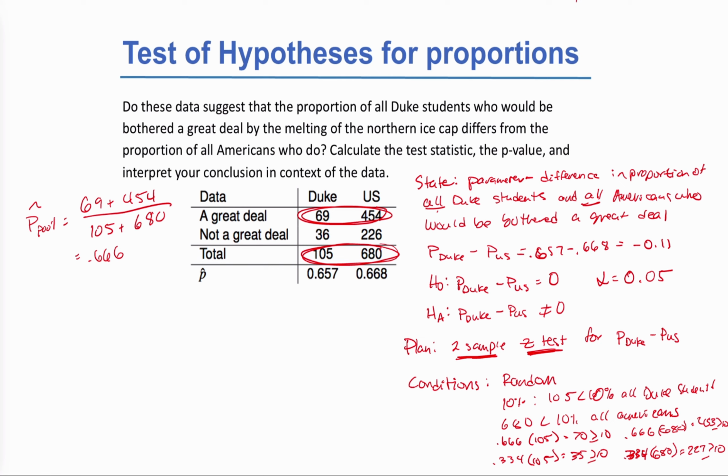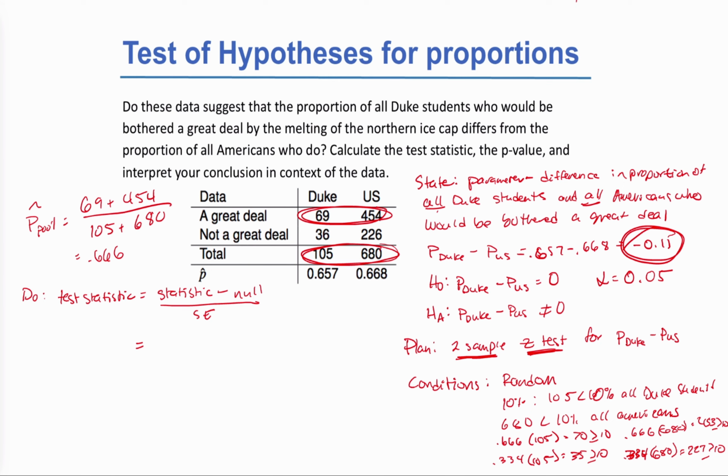Now we calculate the test statistic, right? Our general formula is that the test statistic equals the statistic minus the null value over the standard error. So our statistic is P Duke minus P US.